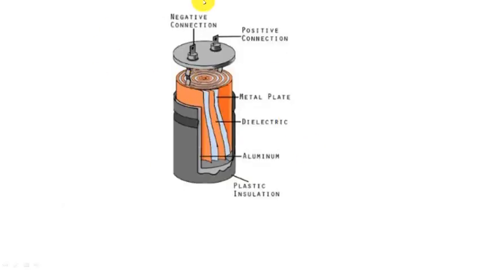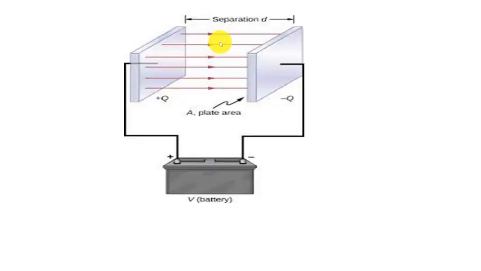Here is a diagram of a capacitor. Inside the capacitor there are two metal plates, and between them the orange part is the dielectric. From the outside of the capacitor we see plastic insulation, and these two needles are going to connect to the power supply source like this. Here is our voltage source, here are our plates, and here is our dielectric medium.